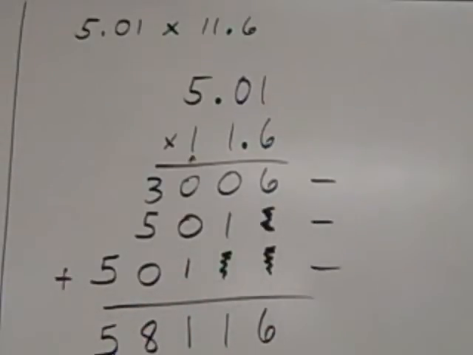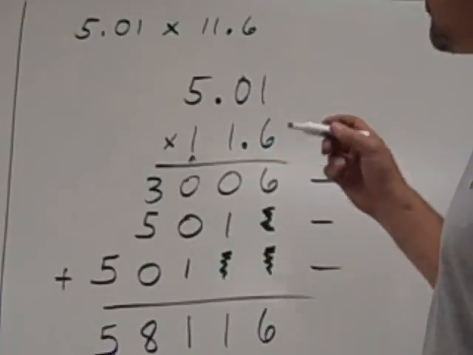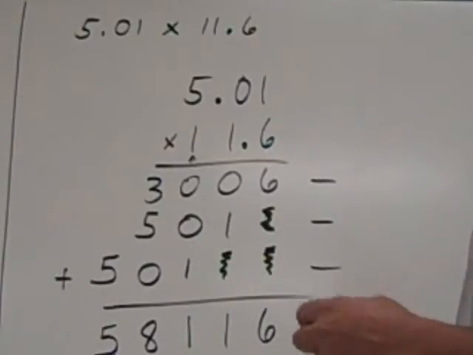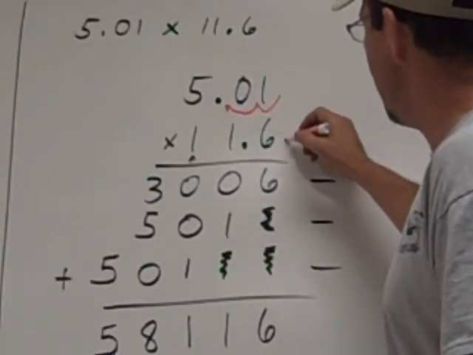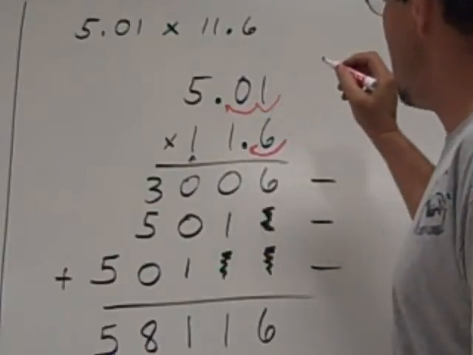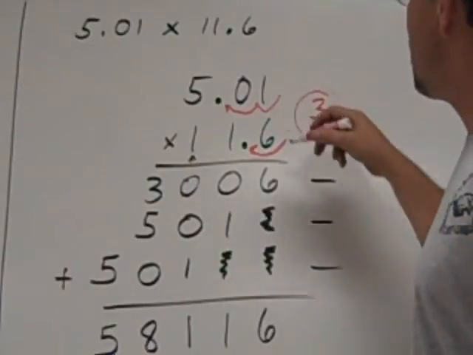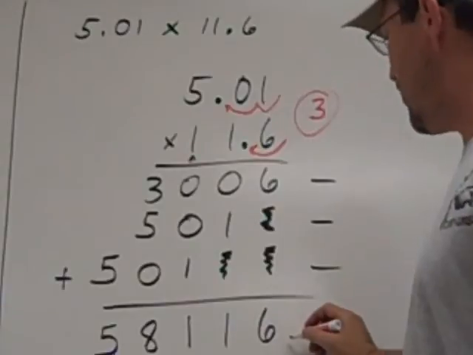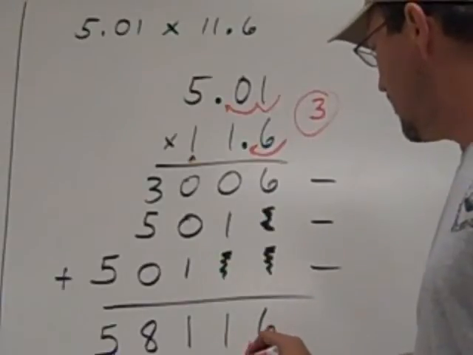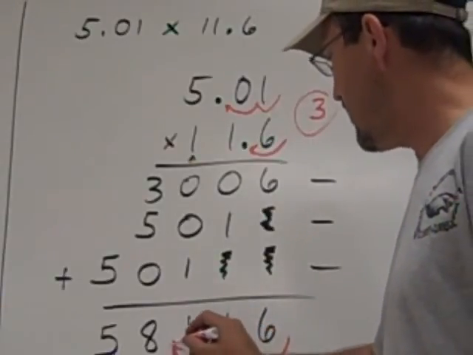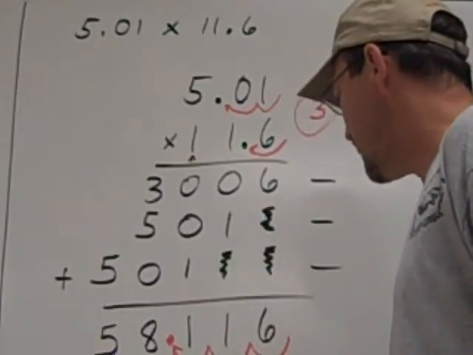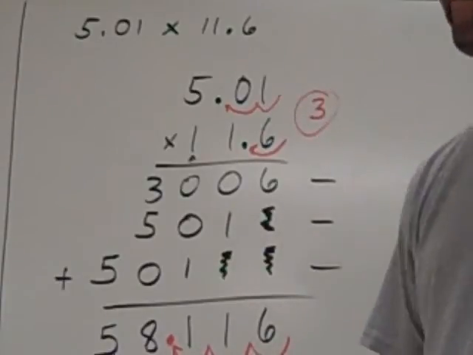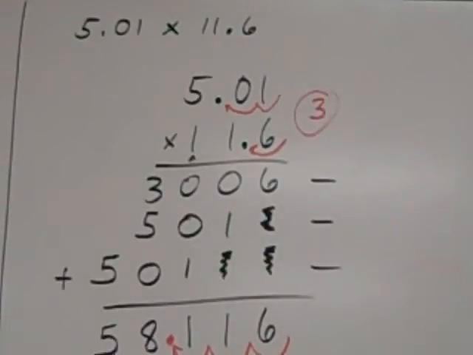Okay, now we're not done. Remember, we've got to count all the place values to the decimal. In the top, 1, 2, and in the second number, another one for a total of 3. So come down and in your answer, move 3. 1, 2, 3. 58.116.